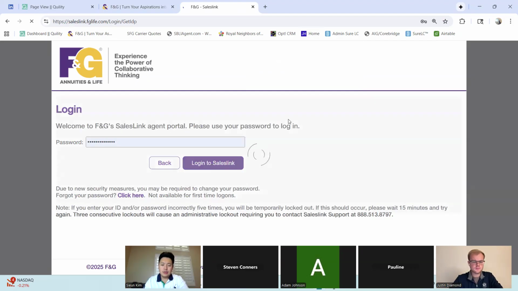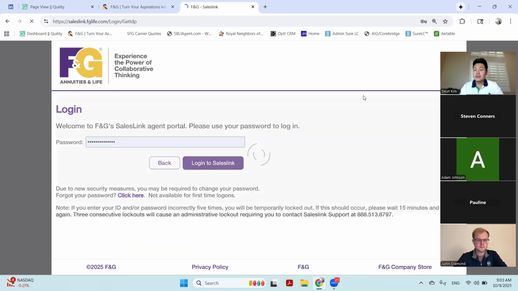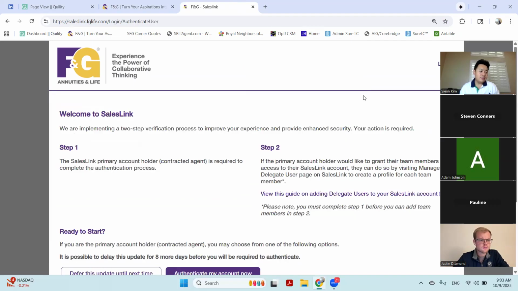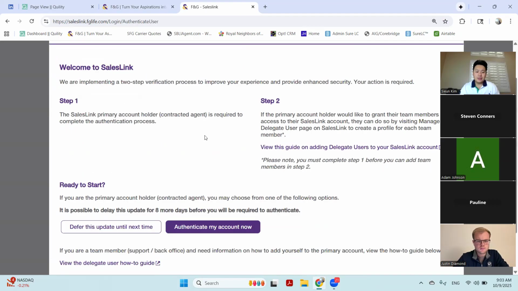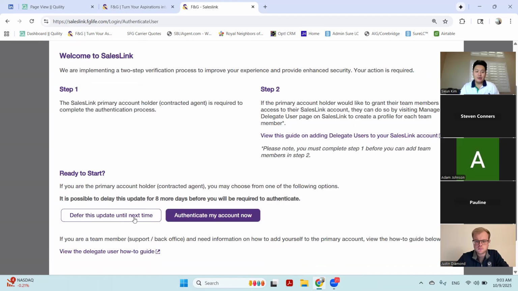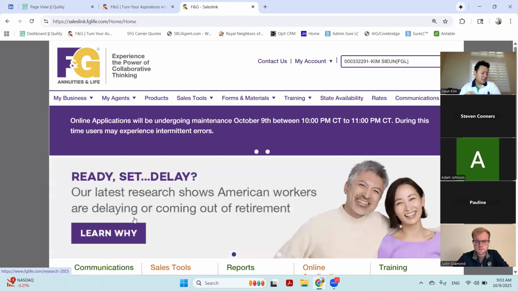And they have this new two-step verification process where you have to change it to an email now. So make sure you get that done. I've been just delaying it. I have 8 more days because usually when I'm on this website, I've been pretty busy. But yeah, you have to get that done sooner or later.